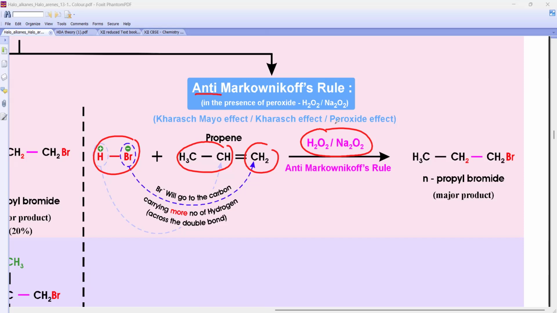But here it will go to more. It is reverse, anti. So it will go to more. So now Divya, tell me here how many hydrogens are on this? And here how much? And peroxide is written.